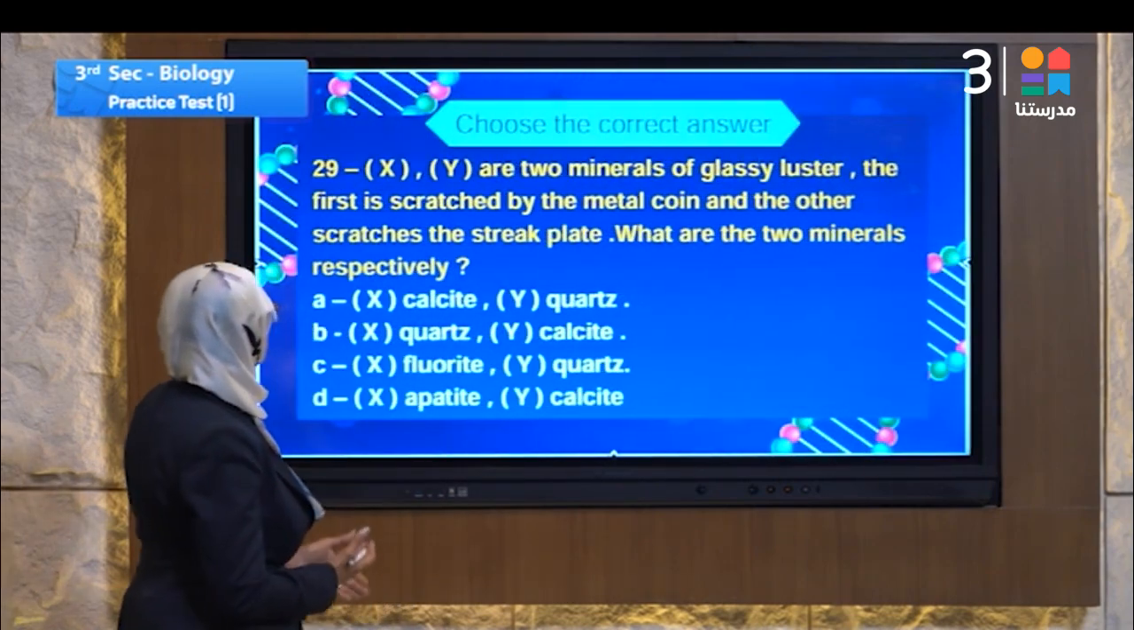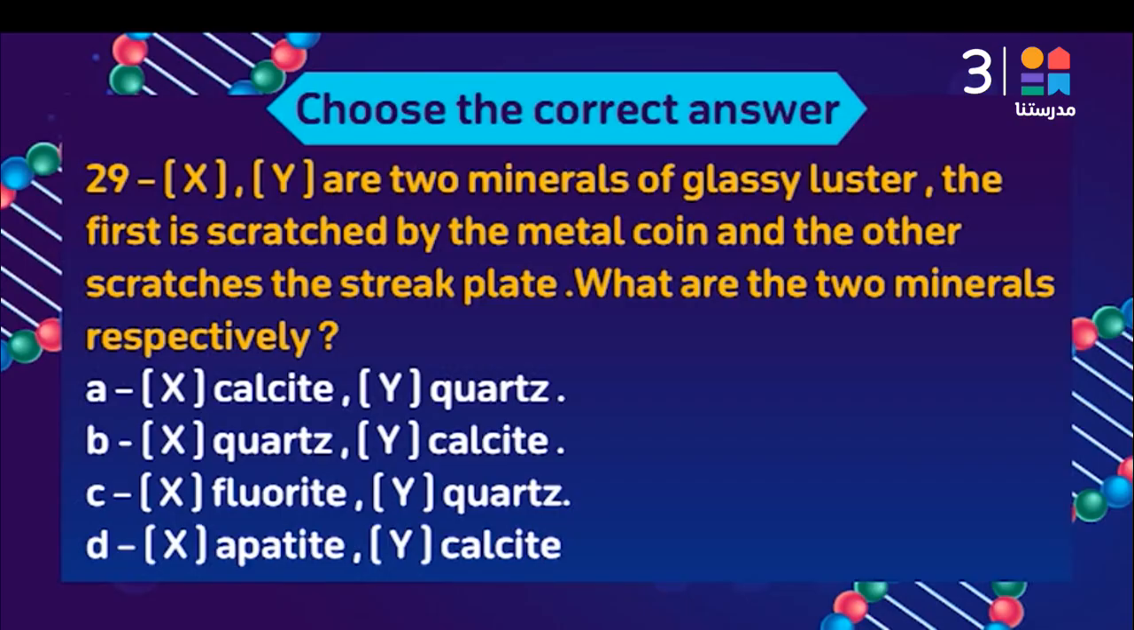Yes, let's go to question number 29. X and Y are two minerals. There is a comparison between X and Y. We must consider that they are two minerals of glassy luster. Glassy luster means a luster like glass. The first one, X, is scratched by a metal coin, and the other, Y, is scratched by the strike plate. So, what are the two minerals respectively?